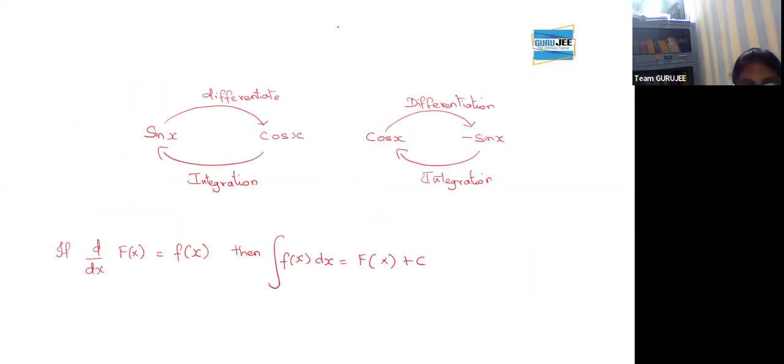So as I told you, it is a reverse process of differentiation. If you differentiate sin x, it will result in cos x. You take cos x as input and integrate, then again it will lead you to sin x. In the second example, if you take cos x as input, it will give you minus sin x after differentiation. Now I am taking minus sin x for integration.